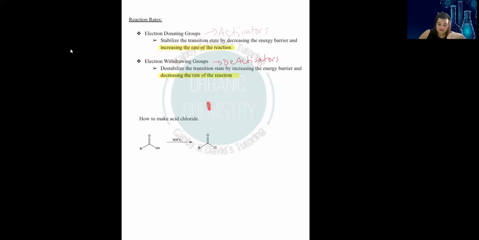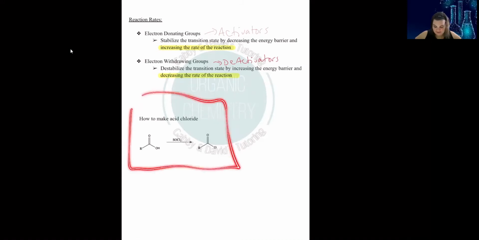And down here, I just have how to make an acid chloride. This is a little review for you from Orgo 1. This is a reaction that commonly pops up in this chapter. So it's just something I wanted to throw in there and make sure we were all clear on. So acid chloride, you use SOCl2, and it turns your OH to a Cl, okay?